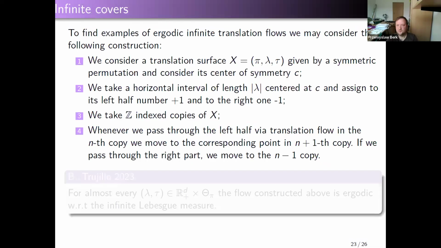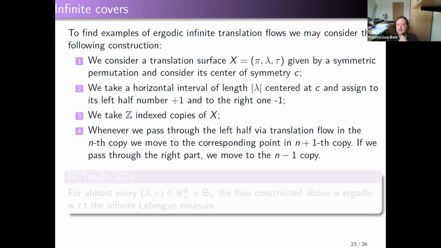Consider a translation surface like the one that you saw already, given by a symmetric permutation. Parameters should be from some generic set. So pick your favorite parameters for now; later we will describe it more. And consider the center of symmetry of this surface. When we rotate by pi, we have a center of symmetry.